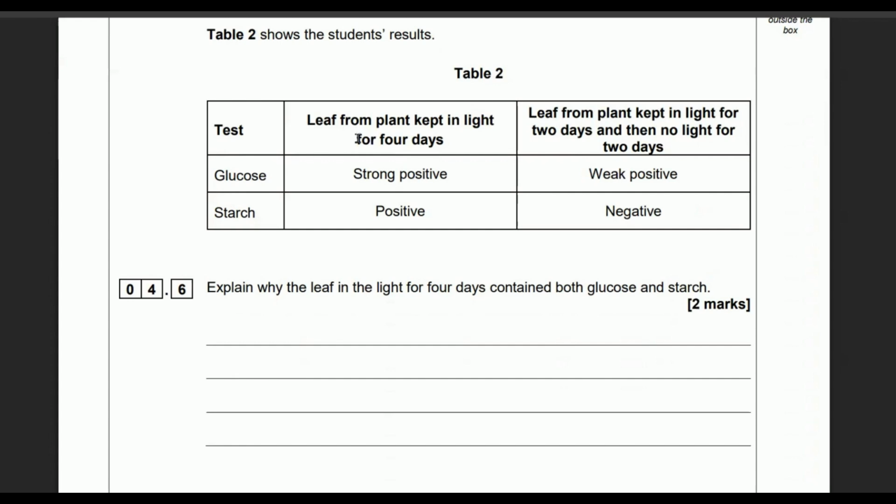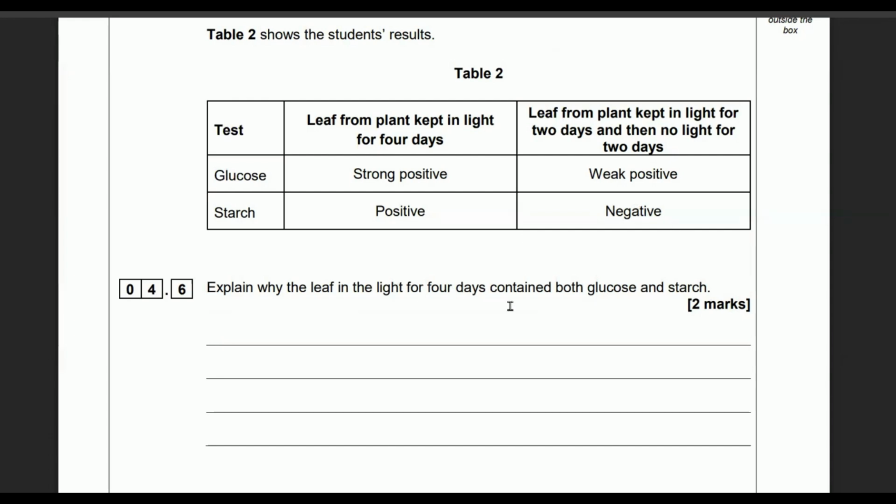Test glucose, starch: leaf from plant kept in light for 4 days. So when the plant was in the light for 4 days, there was lots of sugar, a strong glucose test. Leaf was kept in the light for 2 days and then no light for 2 days. So it was Harry Pottered in the dark for 2 days. It only had a weak glucose test. Starch, 4 days in the light, really strong positive starch test. However, when it was kept in the dark, negative, no starch.